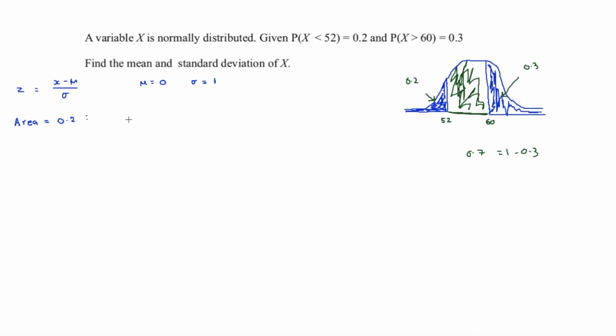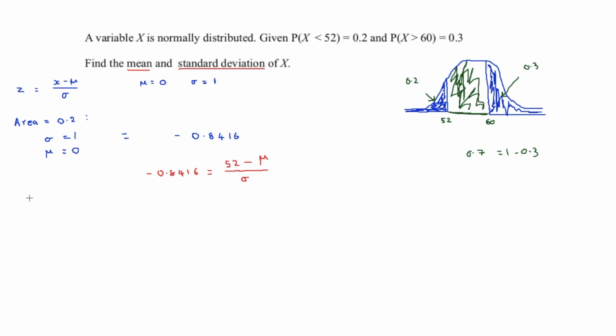So that means that on our inverse normal, we're typing in that the area is 0.2, the standard deviation is equal to 1, the mean is equal to 0, that is equal, therefore, to minus 0.8416. So now we have that number, we can use that as our z value. So now we have our z value, we can say that minus 0.8416 is going to be equal to x, which in this case is 52, minus the mean, which we're trying to find out, divided by the standard deviation, which we're also trying to find out.